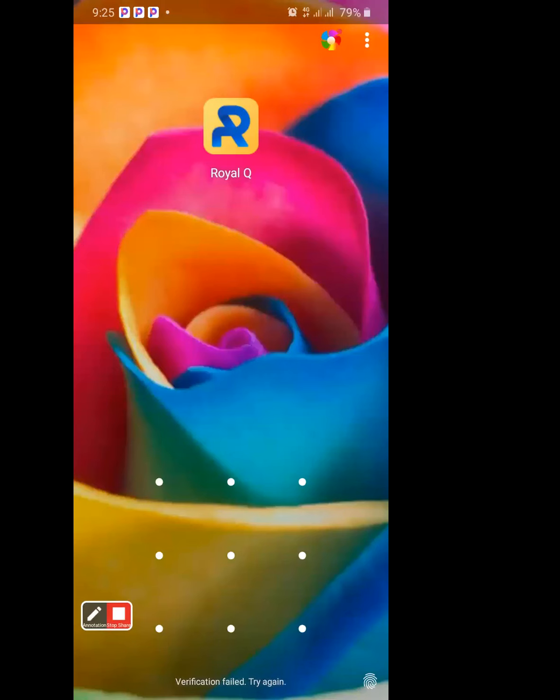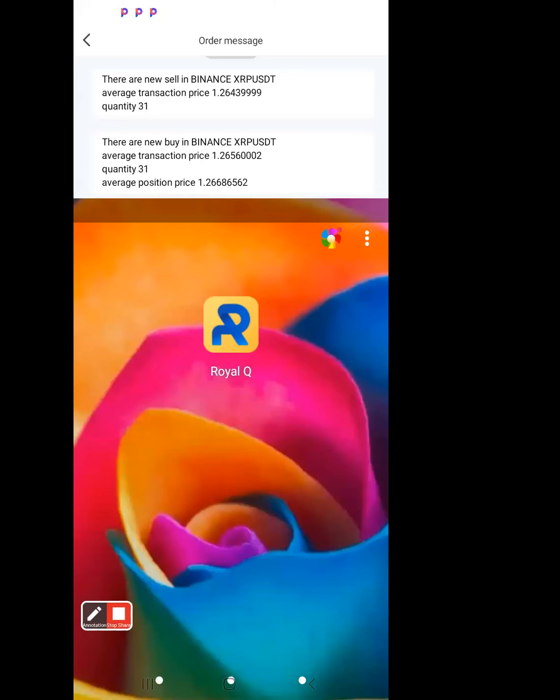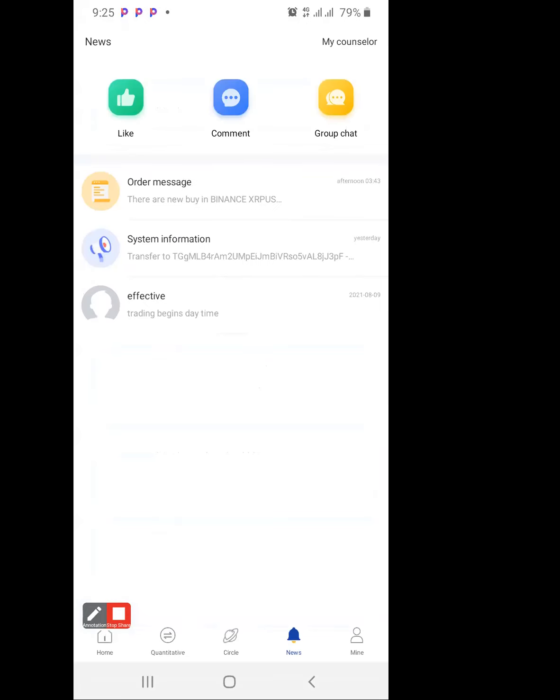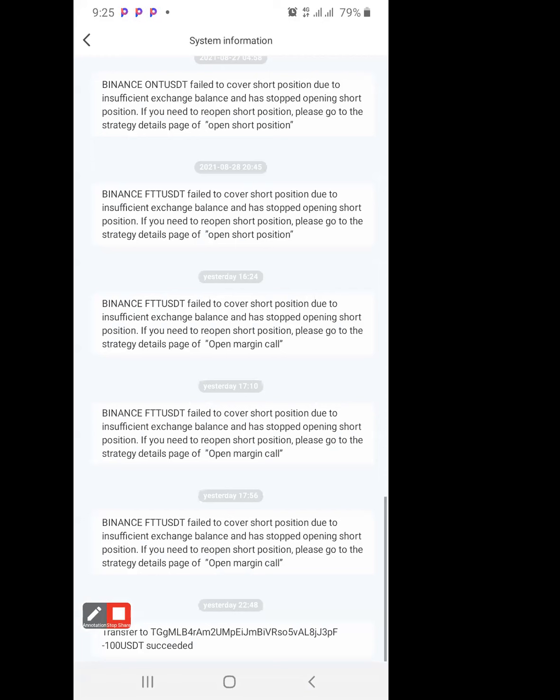So when it tells you new sell, okay, let me go back to that message that shows short position. When it tells you Binance FTT USD failed to cover short position, that means the app wants to sell the pair for you so that you can have profit, but it's unable to sell because it doesn't have sufficient funds. So short position is like selling the currency that was bought. So that's just the difference between buying and selling. Buying is long and selling is short.